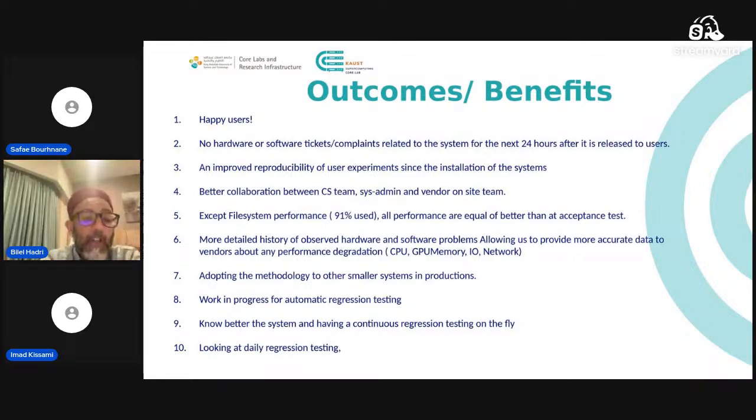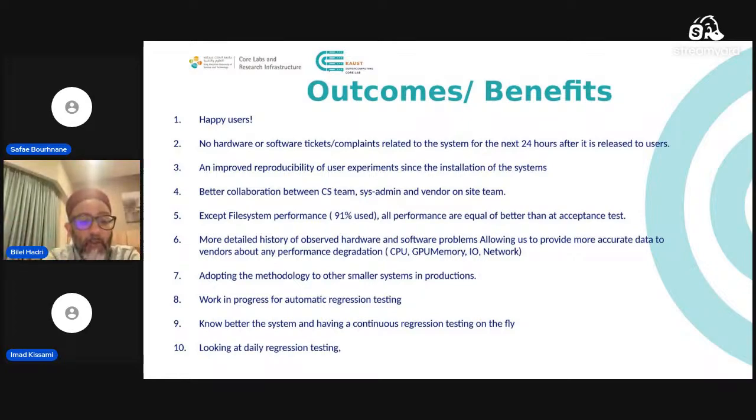Also, like what we saw, the benefit that we started with Shaheen, and now we did it with the IBEX cluster. So the methodology, you can adopt it even for your workstation, not workstation, but your servers. There are also things we have learned, how to do this regression. It was more manual. Now we are going towards more automatic. And we can now also do continuous regression, because we can test on the fly with subsets of nodes that can be released at night and so on.